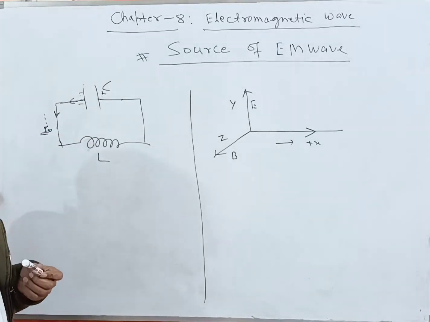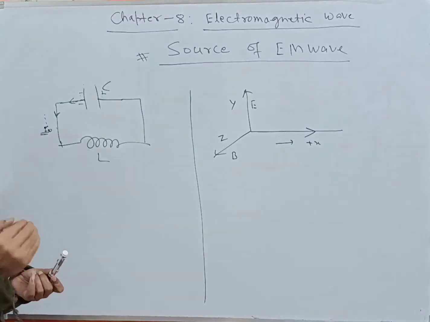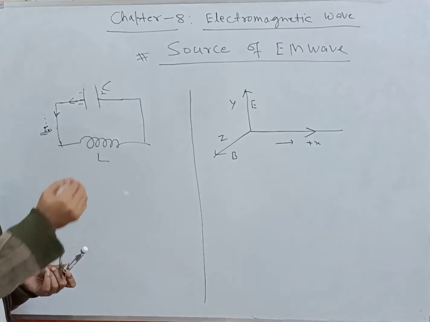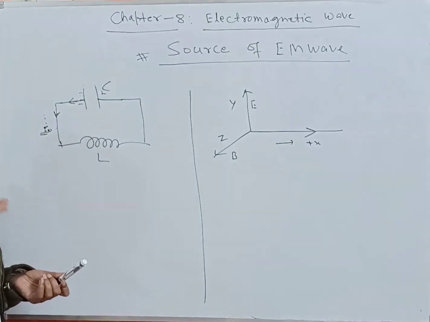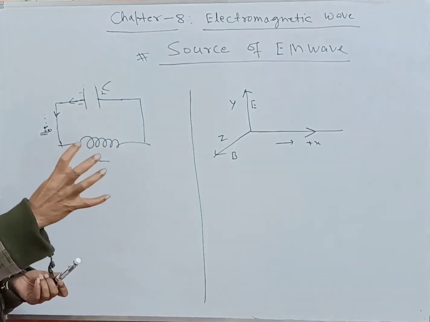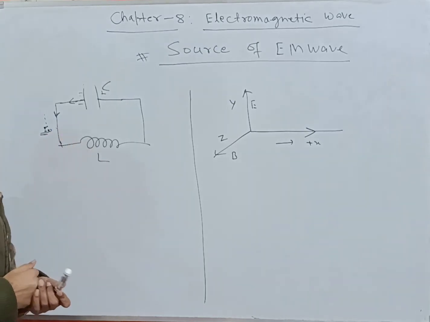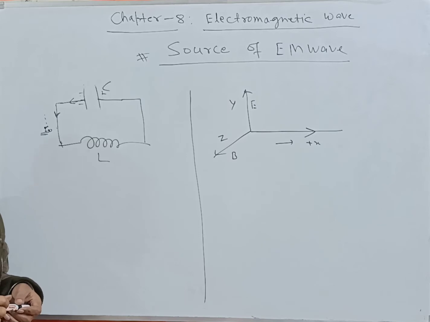Means the oscillation of charges takes place here, maximum to minimum to maximum to minimum current, and changing of polarity. That means the motion of charge is maximum to minimum, minimum to maximum, means charge oscillates. And oscillating charge means what? There is a very important thing. You should understand.